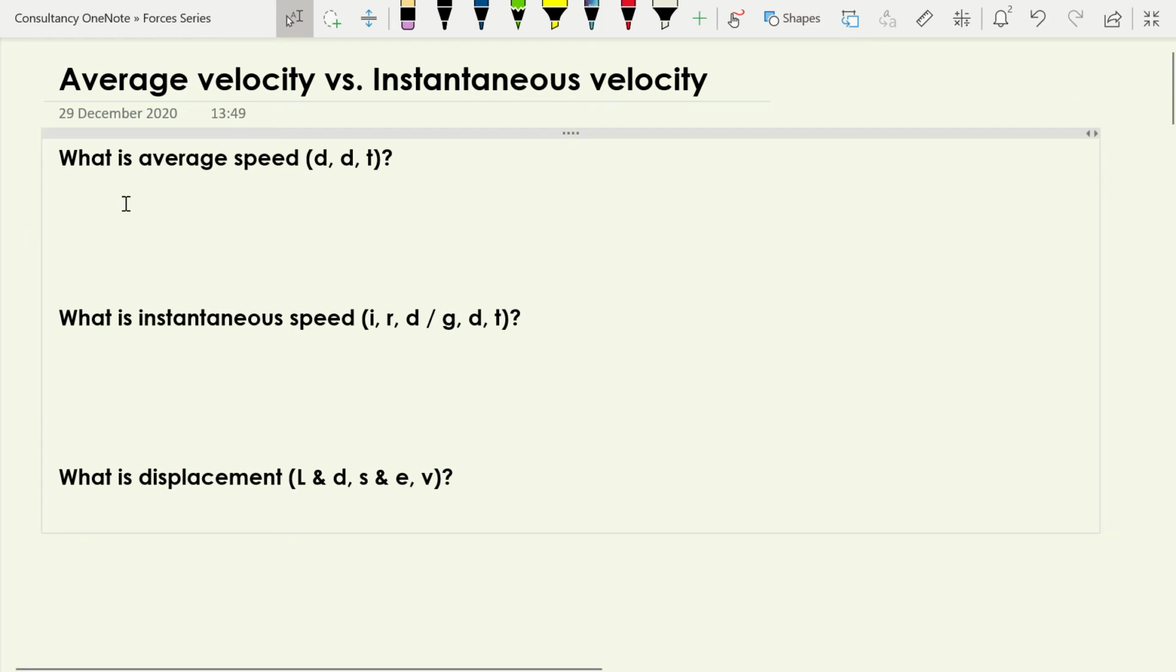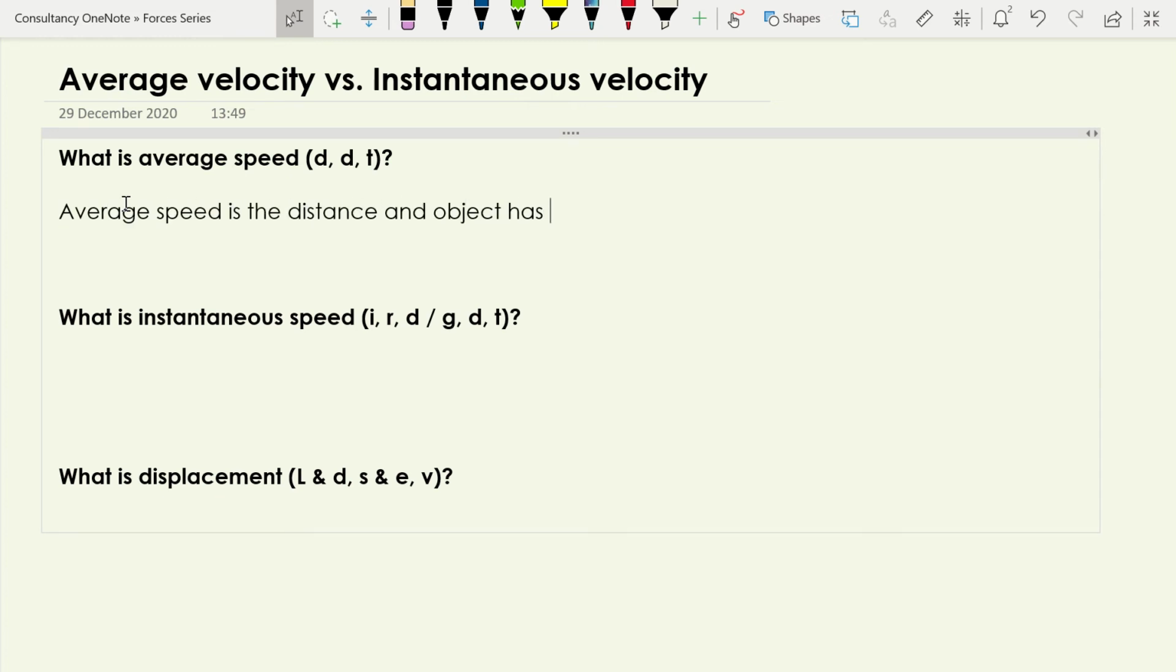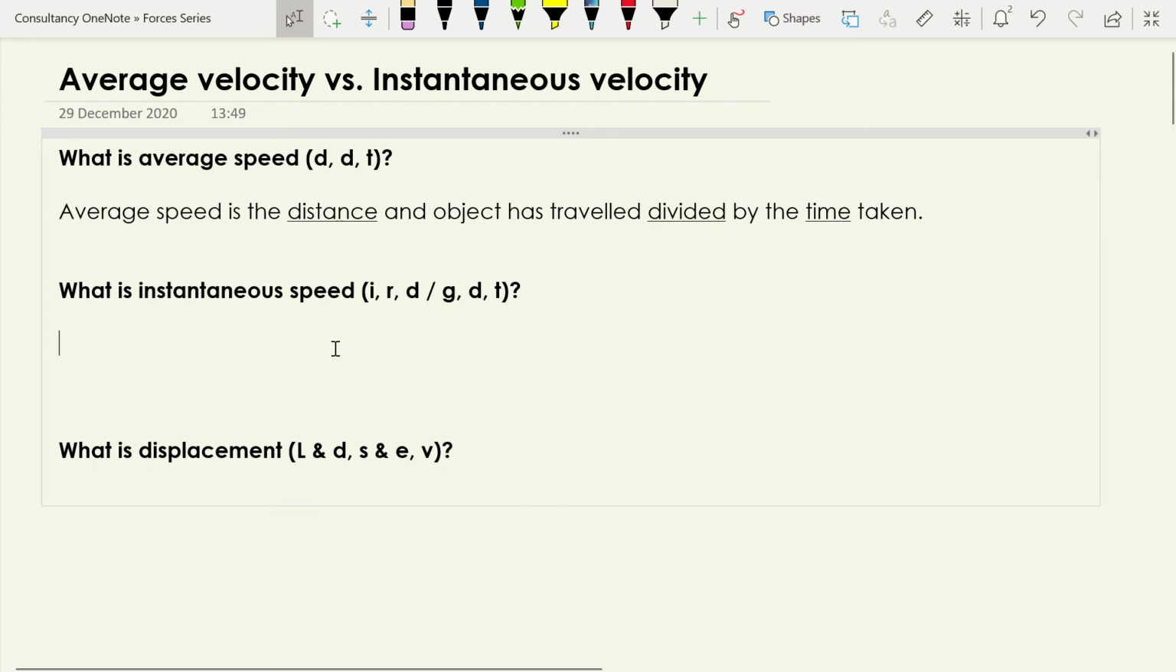So in terms of average speed, average speed is the distance an object has traveled divided by the time taken. You can see this is why there was d and t. So it's the distance divided by time. That gives us our average speed.